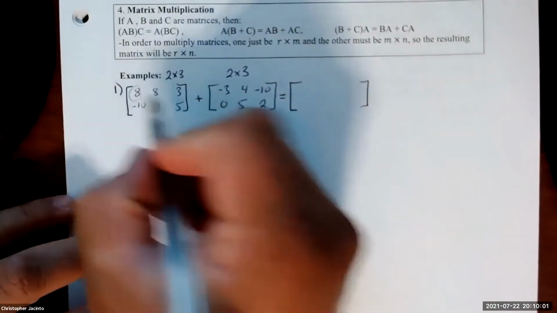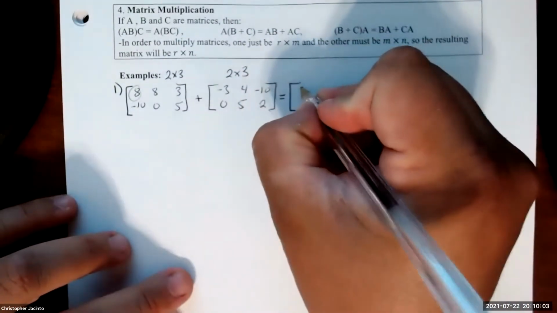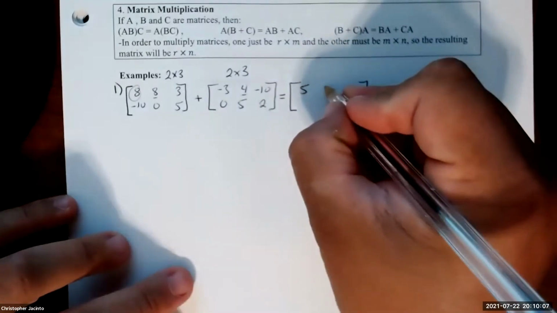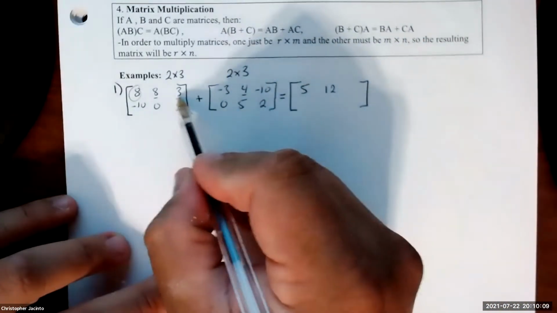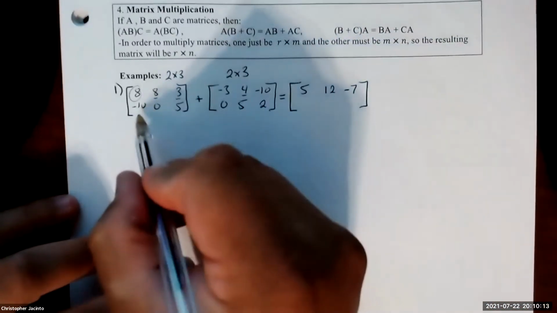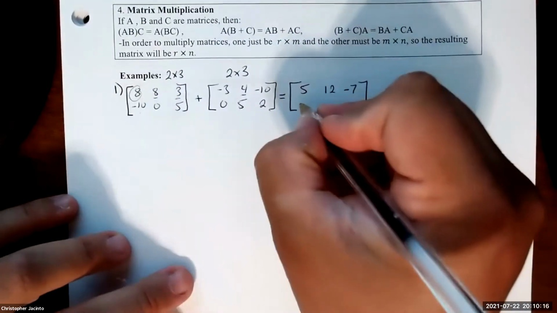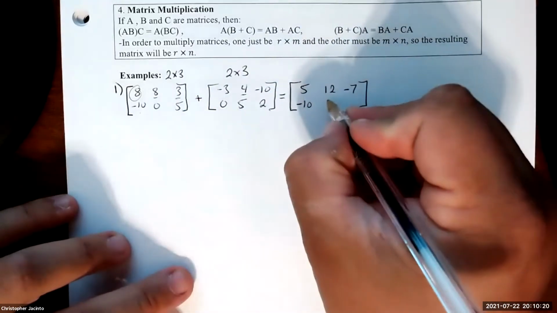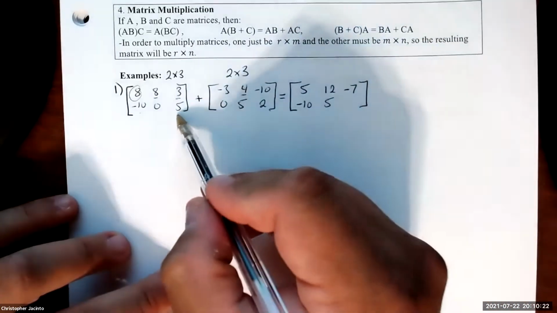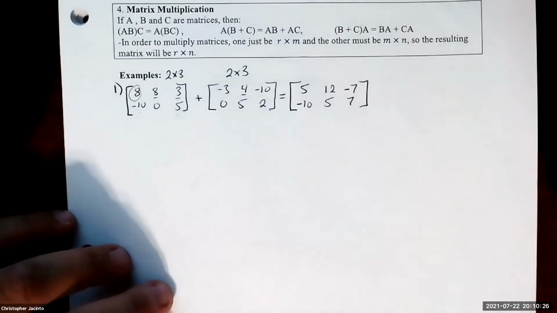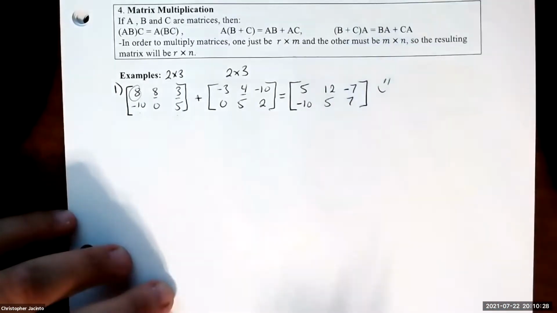So it's going to be 8 minus 3 gives you 5. 8 plus 4 gives you 12. 3 minus 10 gives you negative 7. Negative 10 plus 0, negative 10. 0 plus 5 is 5. And then finally 5 plus 2 is 7. And that's it. That's all you have to do.